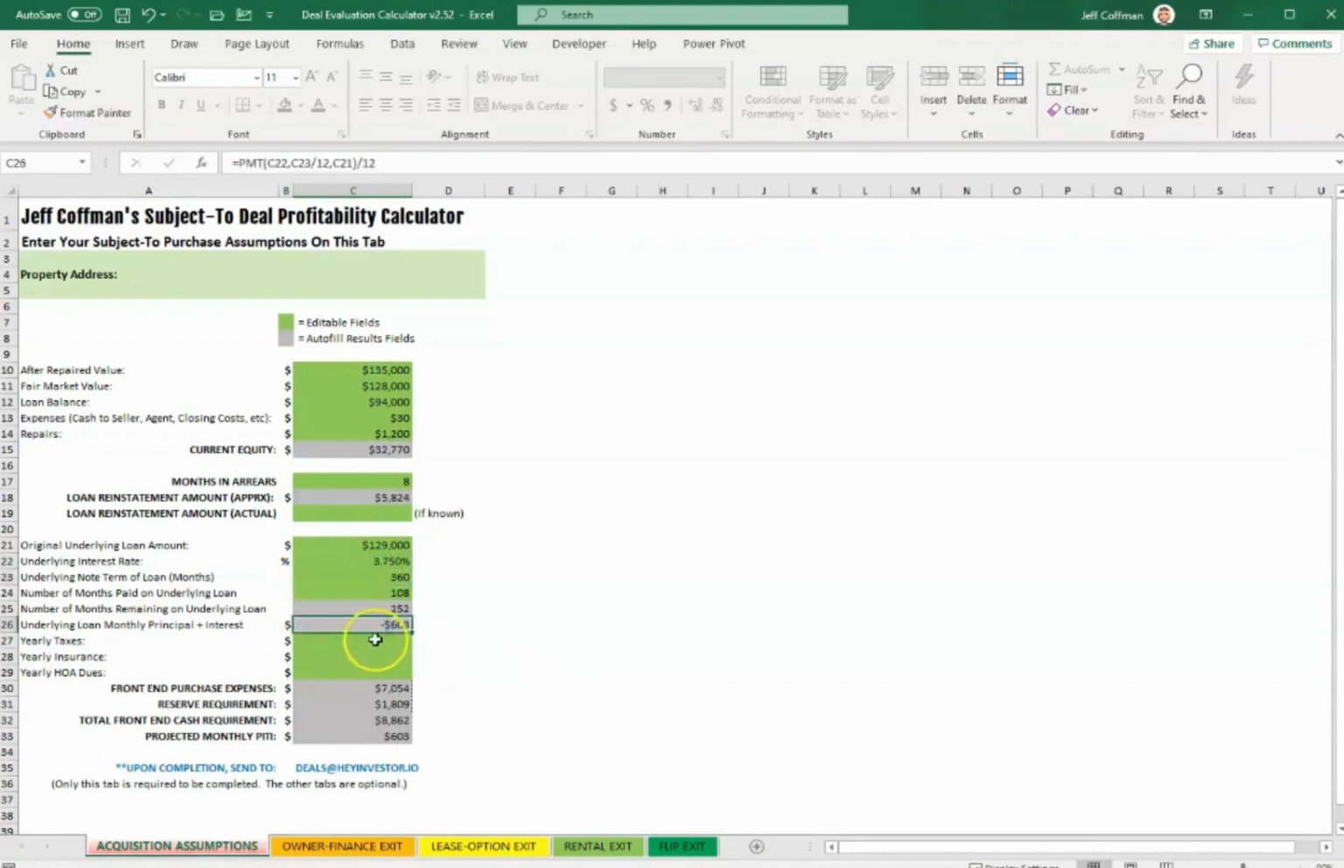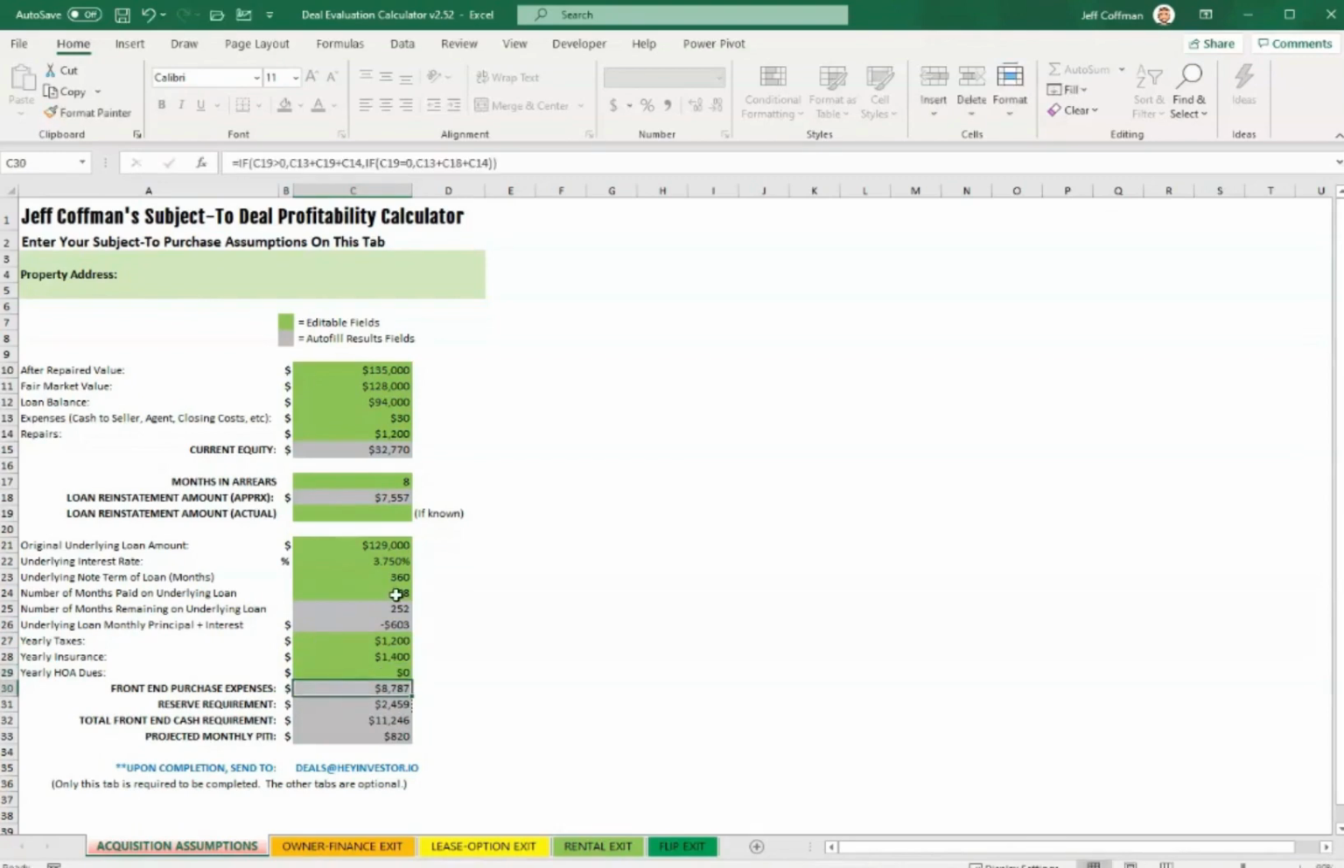So that was our monthly loan principal and interest only. It doesn't include taxes or insurance. We're going to plug those in right here. Her yearly taxes were, I'm sorry, they were $1,200. Her yearly insurance was $1,400. There was no HOA there, so I didn't have to worry about that.